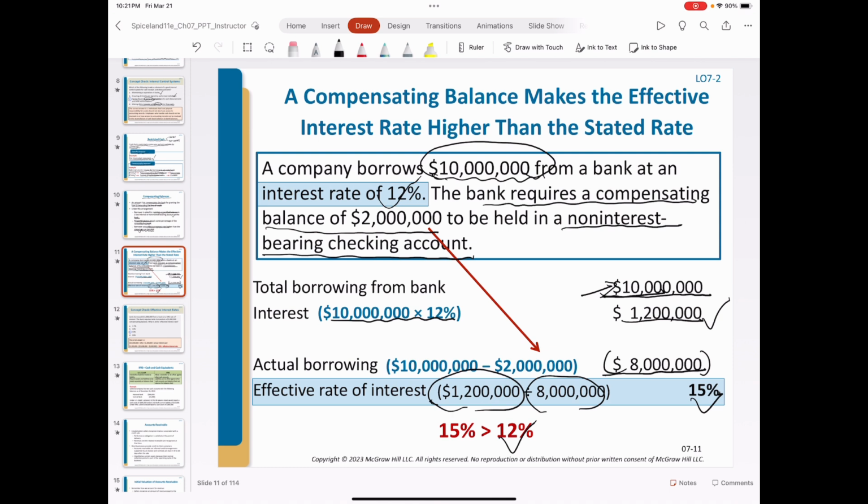Why does the bank require a compensating balance? This is like a buffer or protection for the bank. When you buy a house or car, there is usually a down payment. The down payment is actually a protection to the lender, the bank.